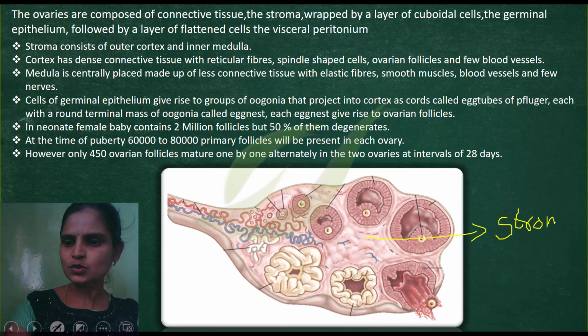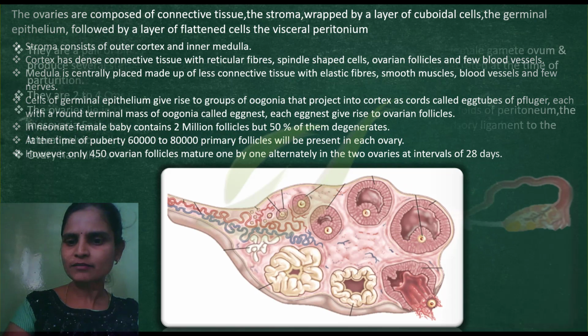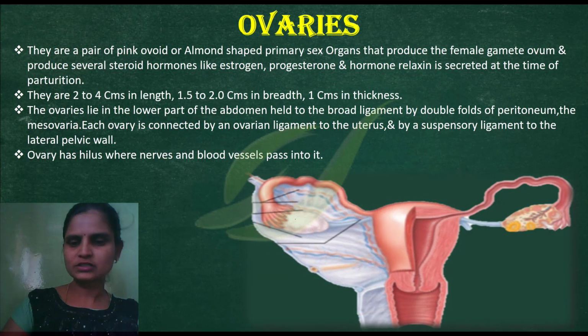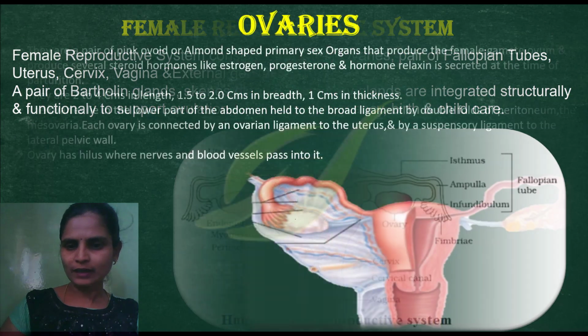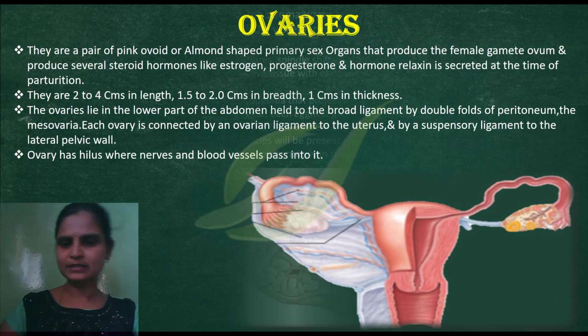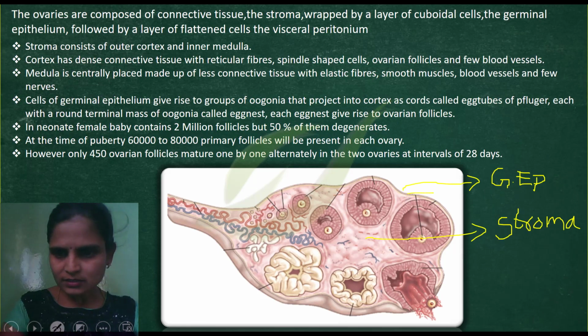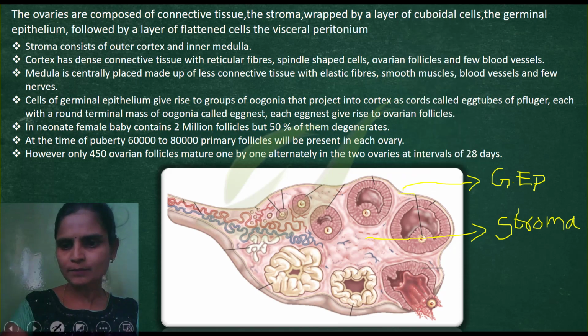Now this stroma is wrapped by an outermost region. The outermost region is called the germinal epithelium. Below the germinal epithelium, we can find flat cells. These flat cells are called peritoneal cells.